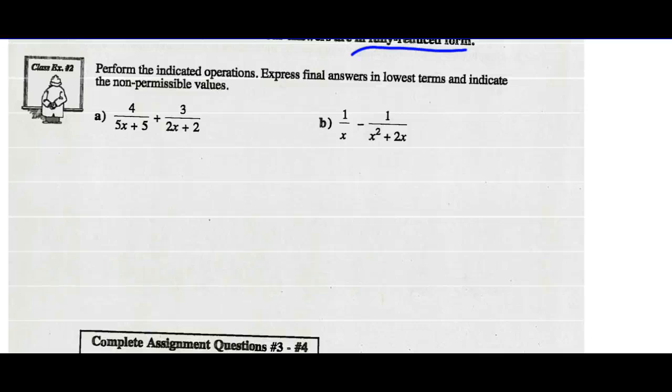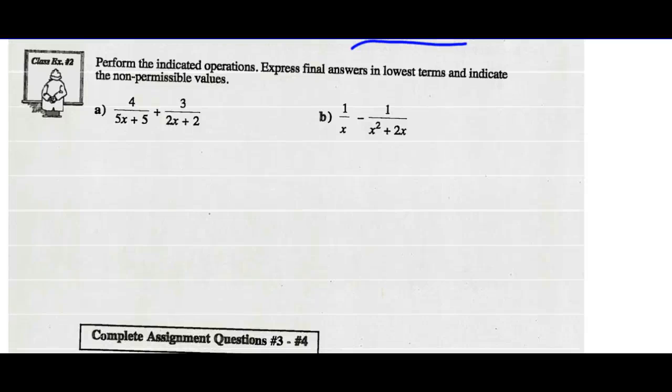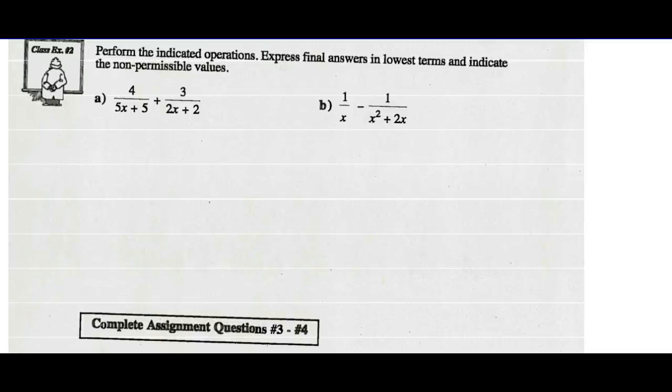Perform the indicated operations. Express final answers in lowest terms and indicate the non-permissible values. So step 1 will always be to factor our denominators. So my first expression, 4 over 5x plus 5, should be written as 4 over, take out the common factor of 5, I'm left with x plus 1. We're going to add to that 3 over 2x plus 2. Well, 2x plus 2 has a common factor of 2, that leaves me with x plus 1.